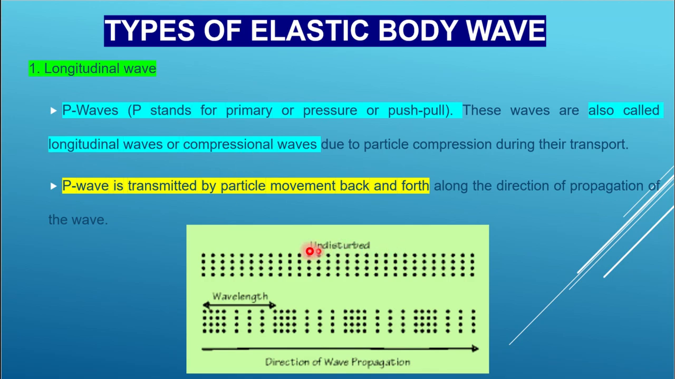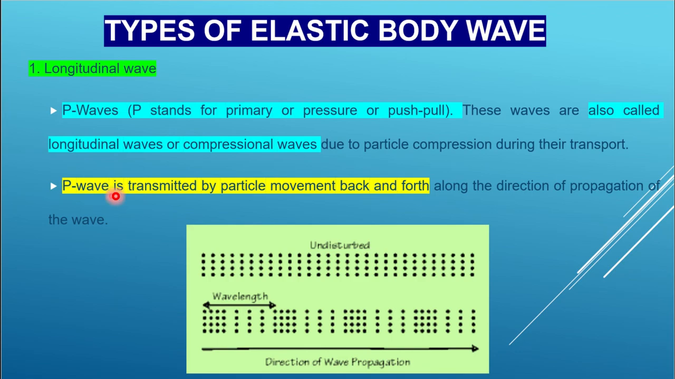Here you can see the undisturbed state. Undisturbed means before applying the load onto a material, atoms will be arranged like this. Suppose due to the application of load, a longitudinal wave develops inside the material. Then this particular group of atoms will come together. They will experience a compressive force in the direction of wave propagation.